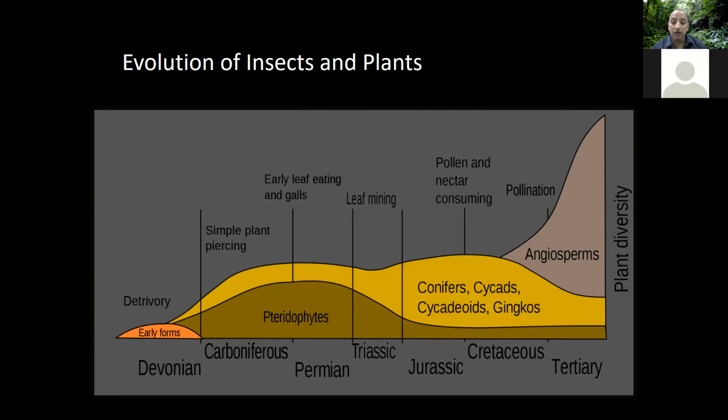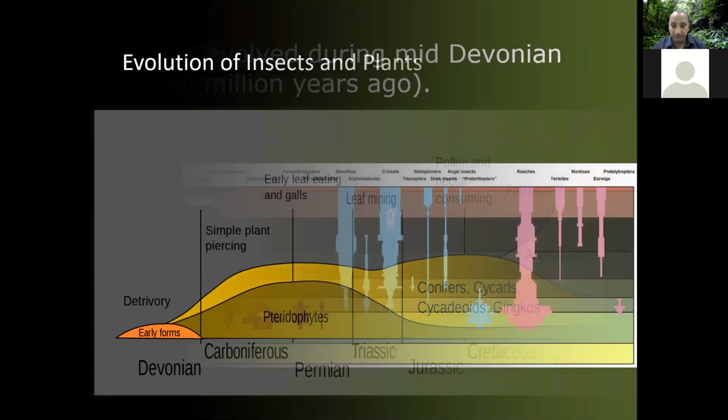So pollination evolved, and with the pollination and the mutualism, the flowering plants and insects evolved, and the diversification of insects also started to grow. So they are very highly correlated with the flowering plant diversity and flowering plant evolution.